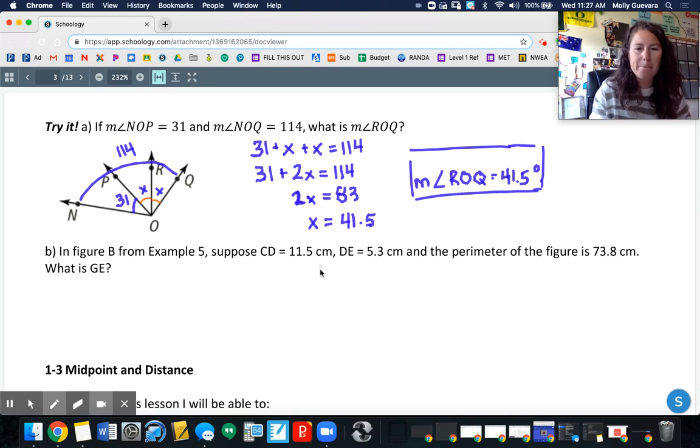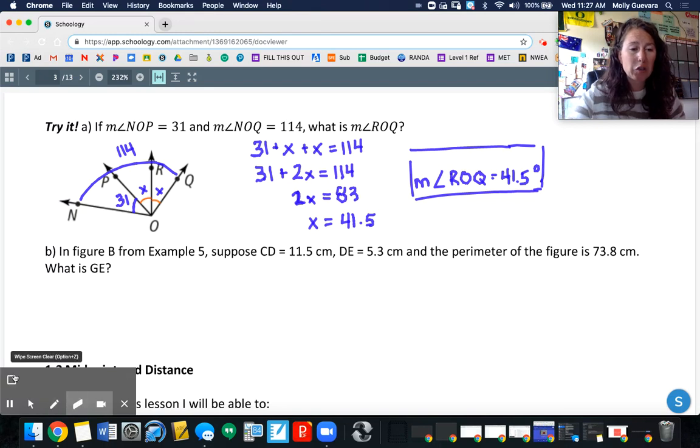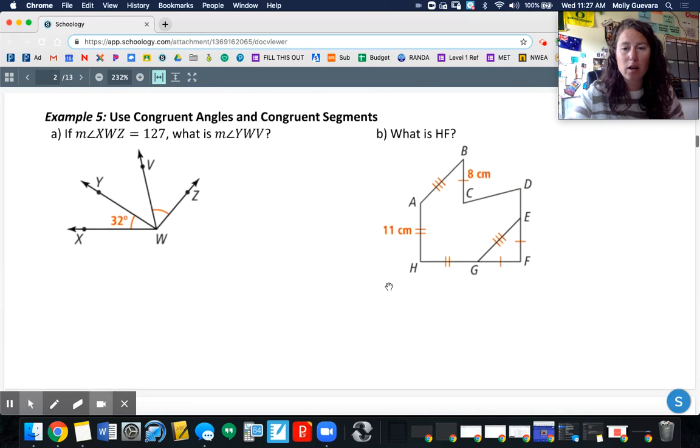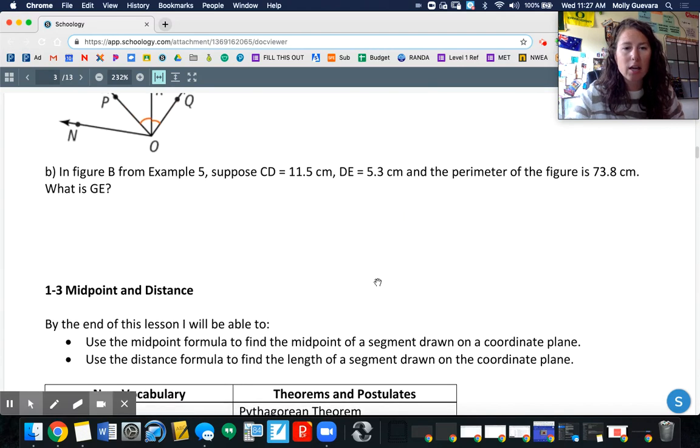And then in part B, we need to use the figure from earlier. So I'm going to go ahead and scroll up so that we can look at this figure. So here we are. Let's at least read the question. So I'm given all this information. I'm given that CD is 11.5, DE is 5.3, and that the whole perimeter, so perimeter means the whole outside added up, so every single side length added up, is 73.8, and it wants us to find out what is GE.